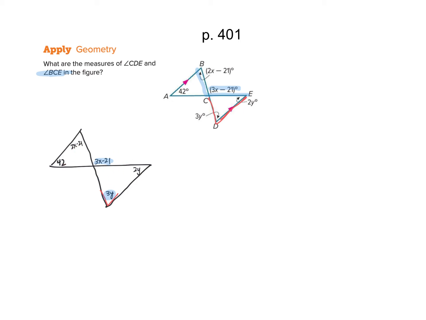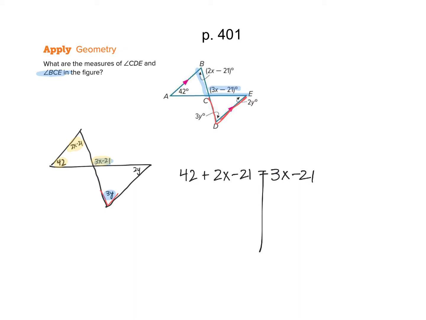So here's what I'm going to start with. I'm going to highlight it. I see that these two angles are remote interior angles to this one. And we learned that these two angles on the inside, remote interior, are equal to that one on the outside. So I'm going to set up an equation and say that 42 plus 2x minus 21 is equal to the other angle, 3x minus 21, that exterior.